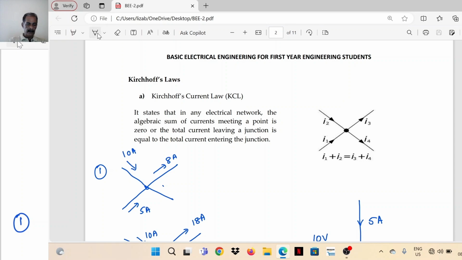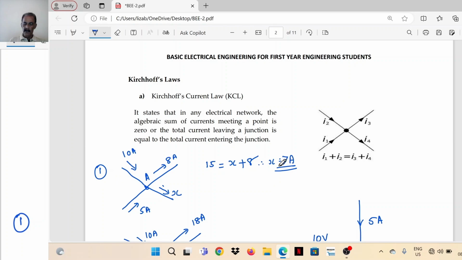Say for example, here see figure 1. This junction, I'll take it as A. The incoming currents are 10 ampere and 5 ampere. There is one outgoing current, it is 8 ampere. So sum of incoming currents, 10 plus 5, 15 ampere, is equal to, in this branch, I'll take the current as an outgoing current X. So the sum of outgoing currents is X plus 8. Therefore, X is equal to 7 ampere.